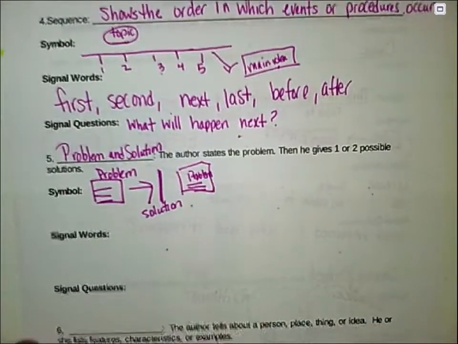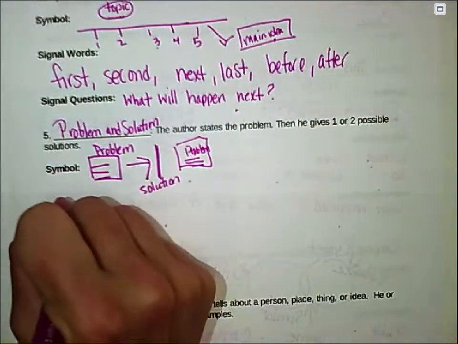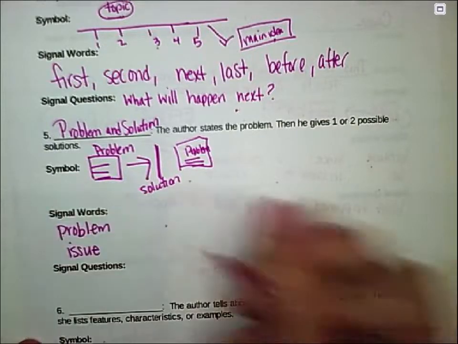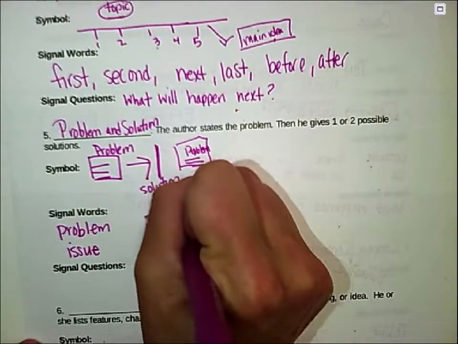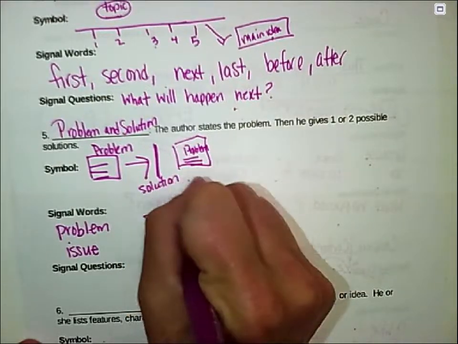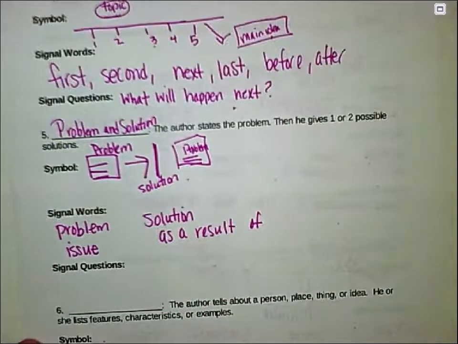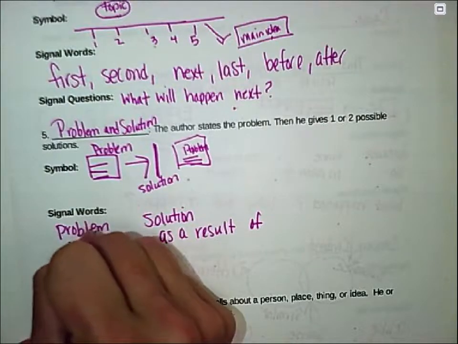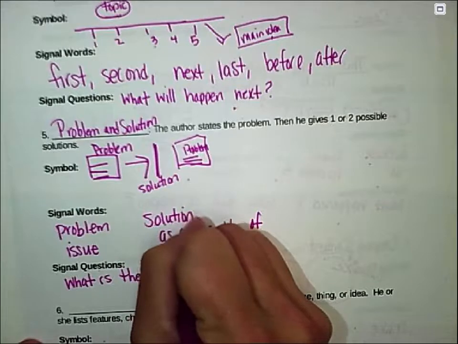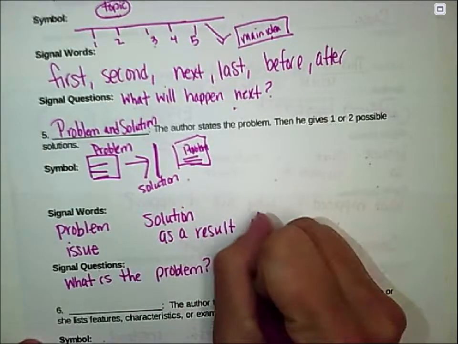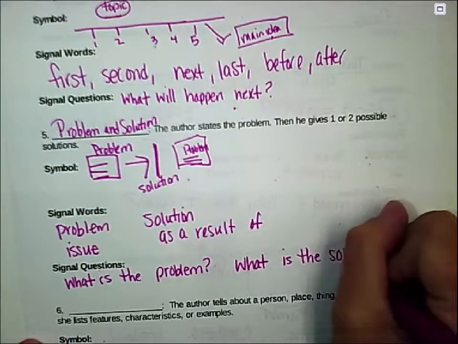Okay, some signal words would be problem, issue, solution, and as a result of. Okay, and our signal questions are, what is the problem? What is the solution?